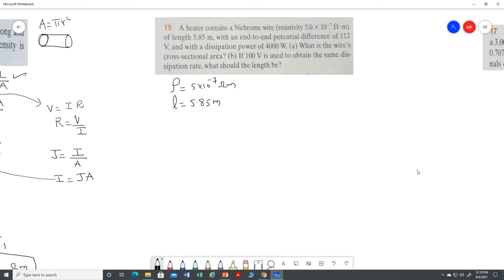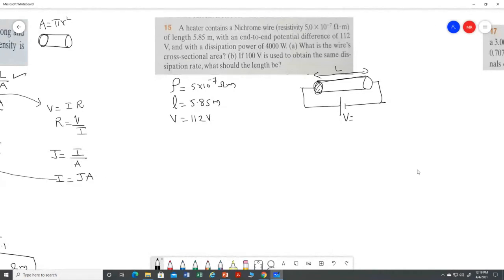And how much potential are you applying to the wire? For example, if you consider this is a wire, so this is my wire, and I apply the voltage of 112 volt. So my dear, if you see, the wire has a cross-sectional area, and also the wire has a length. This is the length of the wire, and this is the cross section of the wire.